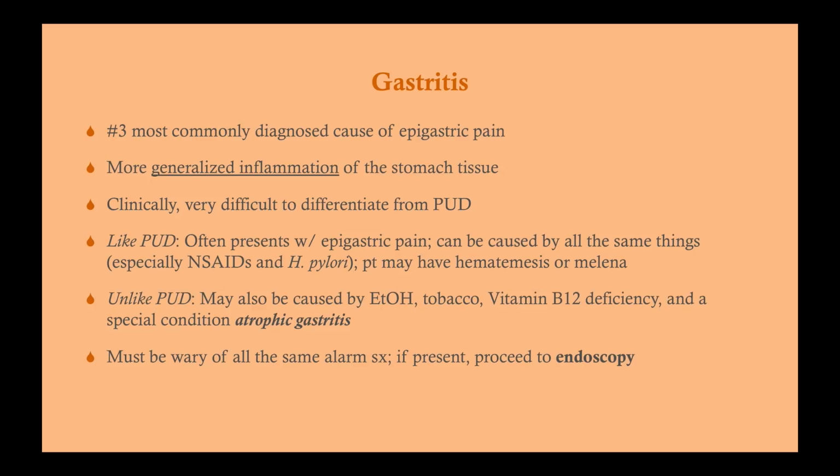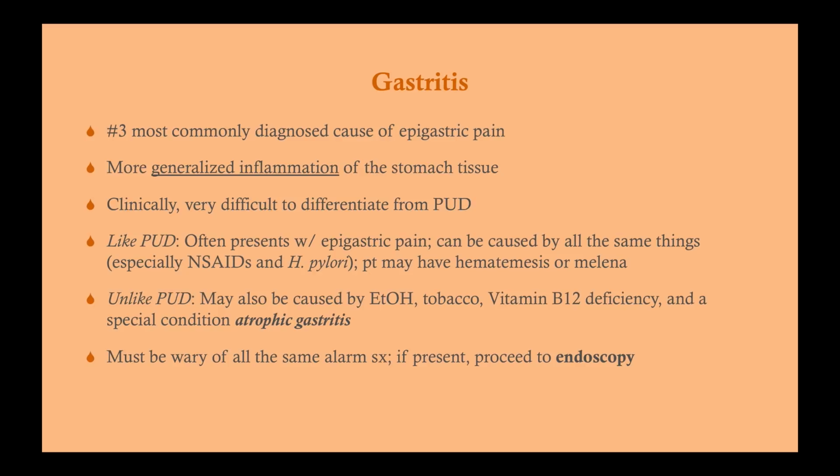Clinically, it's very difficult to differentiate from peptic ulcer disease, with very similar symptoms. Like peptic ulcer disease, it usually presents with epigastric pain. It can be caused by all the same things. NSAIDs can cause gastritis, H. pylori can cause gastritis. The patient may have hematemesis or melena because of the inflammation. It can cause a little bit of bleeding, so it looks a lot like peptic ulcer disease.